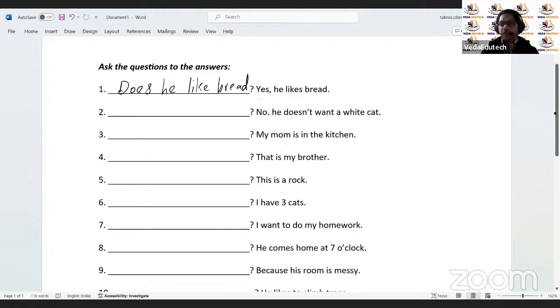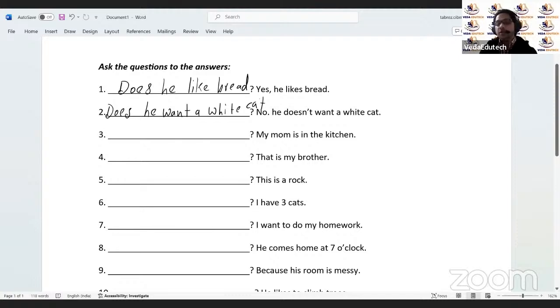Okay, so when you complete the question, see what are the possibilities. Yes possibility, no possibility. No, he doesn't want a white cat. Okay, how will you make the question? Does he want a white cat? Okay, so that's how we are asking a question. So this is important. If you want to ask this question to someone, you need to make it correctly, so that you get the correct answer. If you are thinking about the answer, what do you want to ask? You want to ask, does he want a white cat?